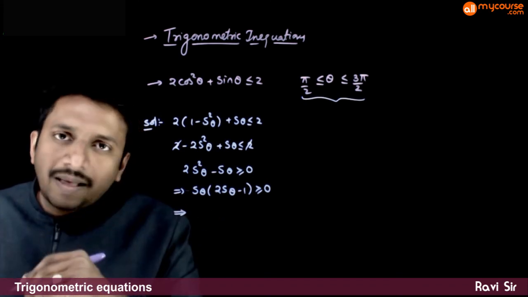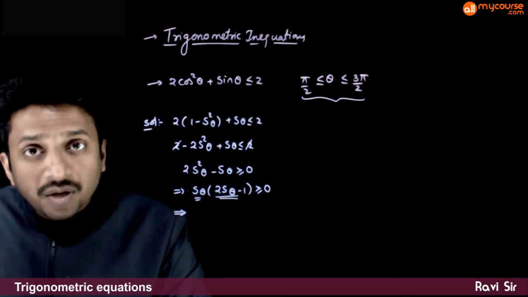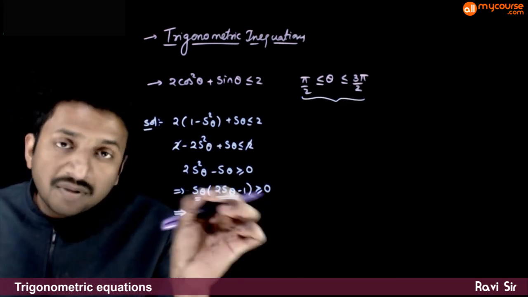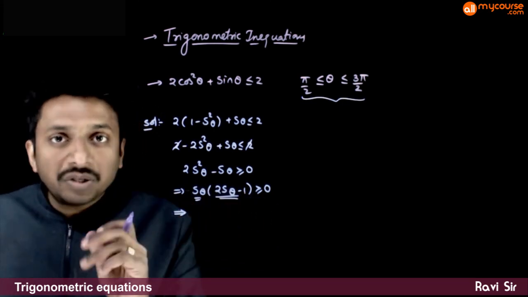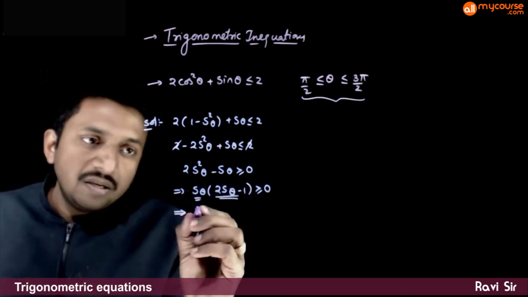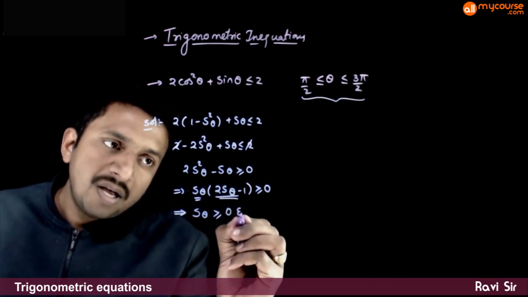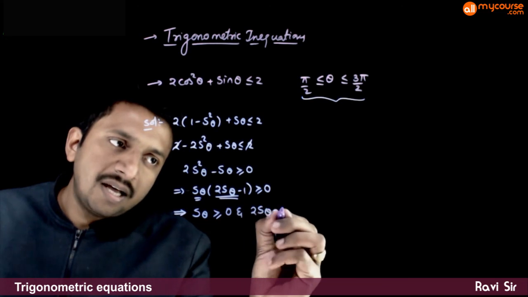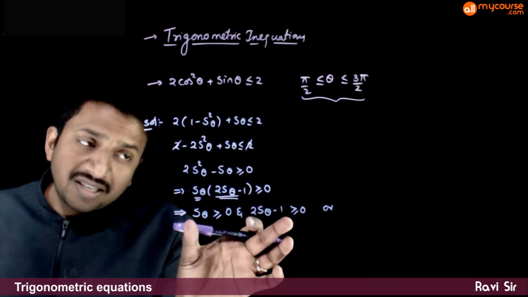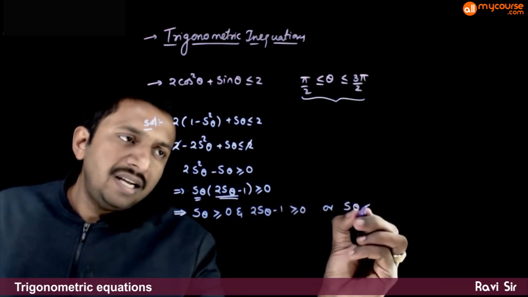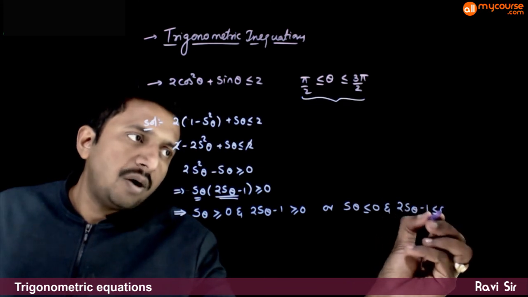This implies the product of two numbers has to be positive. If the product of two numbers is positive, then the condition is that either both of them are positive or both of them are negative. So sin theta greater than or equal to 0 and 2 sin theta minus 1 greater than or equal to 0, or sin theta less than or equal to 0 and 2 sin theta minus 1 is also less than or equal to 0.